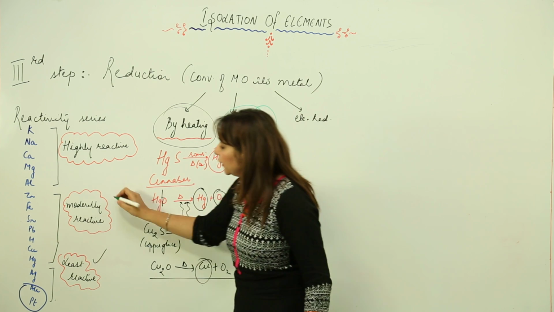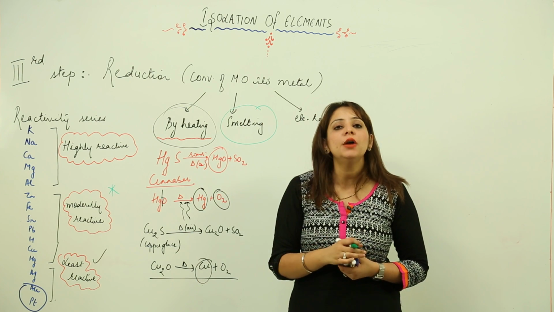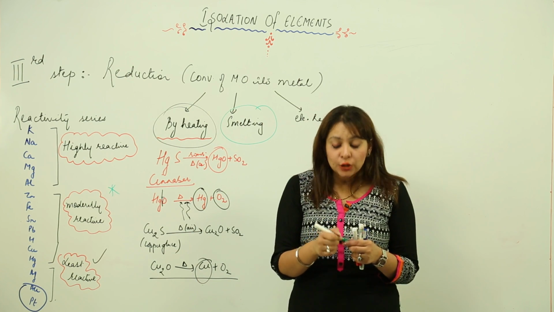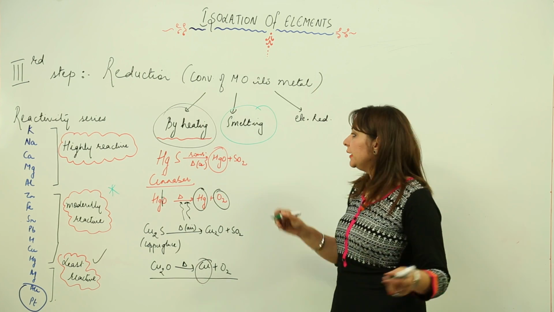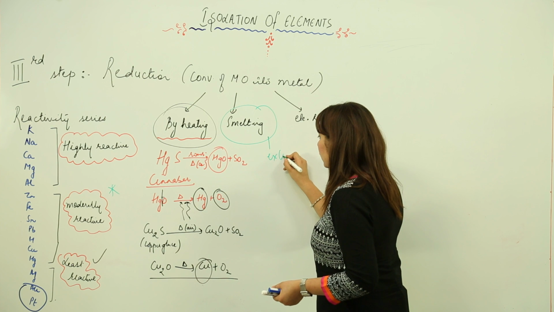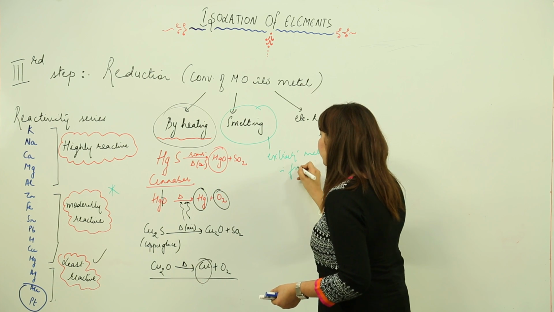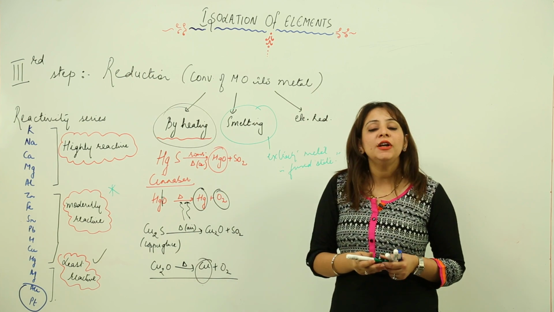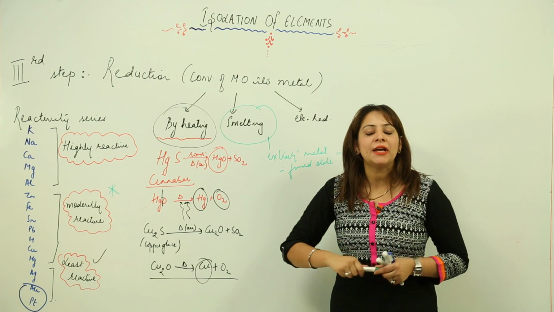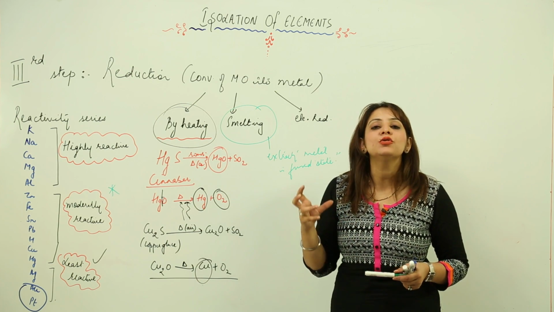We opt this method for moderately reactive metals. So the first thing is that you should know what actually is smelting. Smelting is extracting metal in a fused state, or you can say in a molten state. So in this we will be extracting a metal, obviously from metal oxide, but we will be obtaining it in a fused state, right.